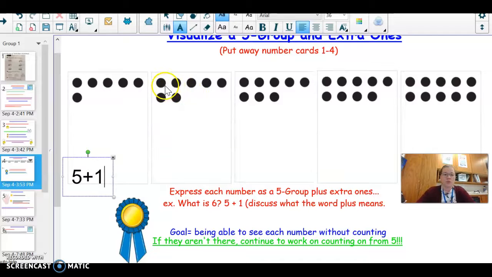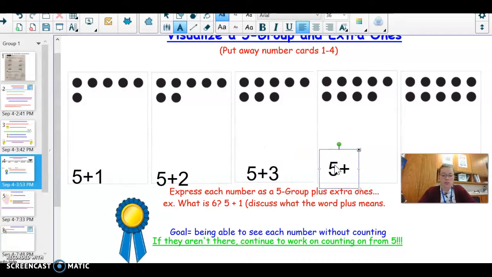Let's look at 7. What is 7? 7 is 5 plus 2. You're right. Can you guess what 8 is? So if I said to you, what is 8? You would say 5 plus 3. What is 9? 5 plus 4. I have to put this one up here. What is 10? 5 plus, 5 plus 5.